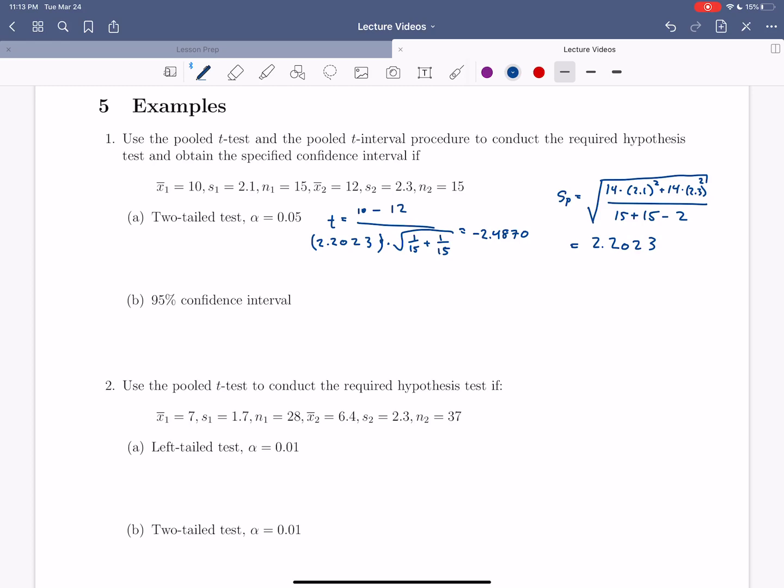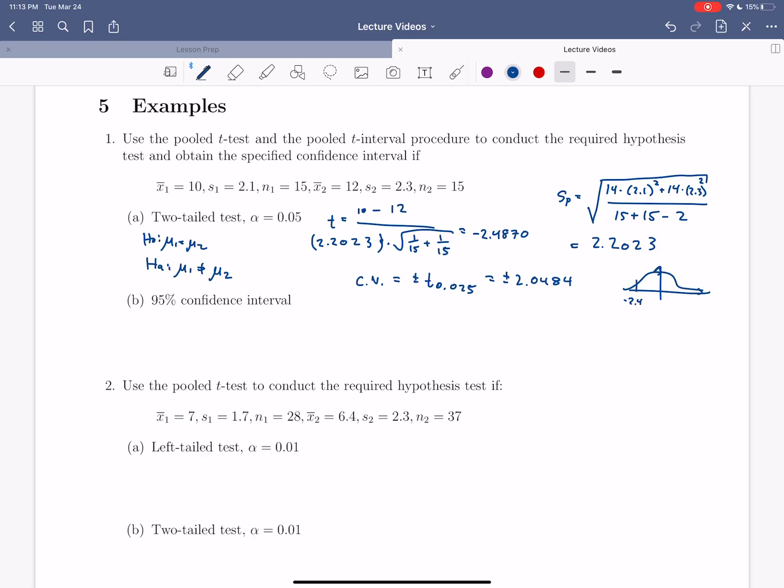Remember that this is a two-tailed test, so that means, of course, our null hypothesis is always that the two population means are equal. Our alternative hypothesis, if it's two-tailed, means that they're not equal. And what remains now is to figure out our critical values. Our critical values are going to be the cutoffs, where we're going to have plus or minus t of 0.025. We have 28 degrees of freedom, so that's going to work out to plus or minus 2.0484.